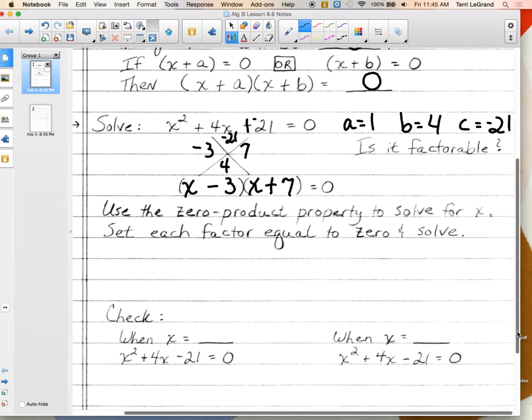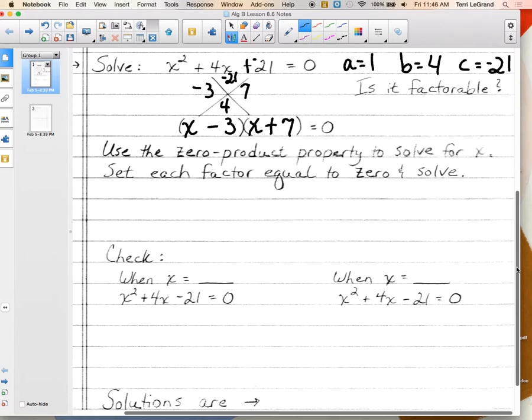x minus 3 multiplied by x plus 7. Yeah, we gotta talk about the binomials. Those are the factors, you guys. x minus 3 is a factor. x plus 7 is a factor. So the factors are not negative 3 and 7. The factors are x minus 3 and x plus 7. Those two binomials are factors that if we multiply them together, we get back to our quadratic trinomial.